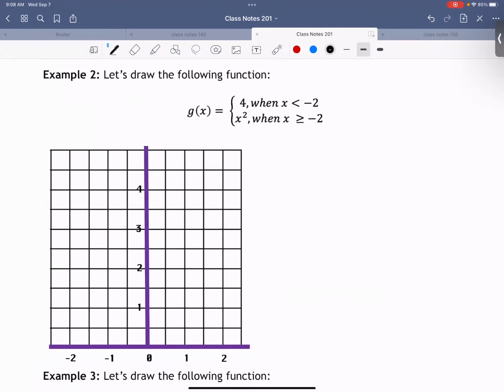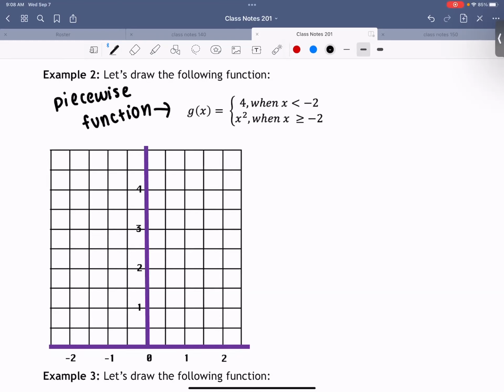Okay, so here we have a function. It looks a little funky. This is an example of a piecewise function. Okay, piecewise. And what that means is our function is split into different pieces, okay? So for different x values, we have a function, then another set of x values.